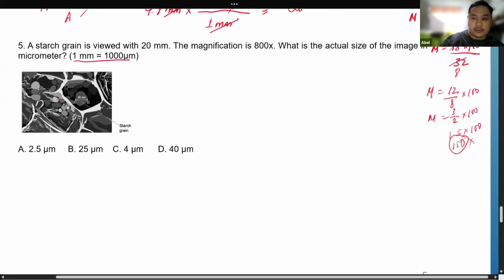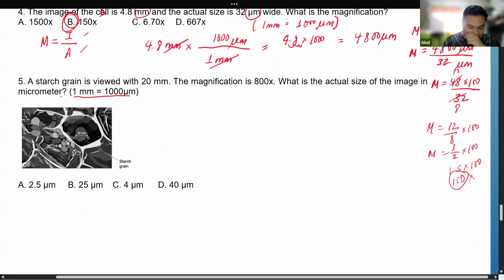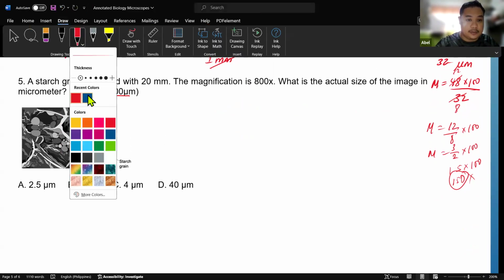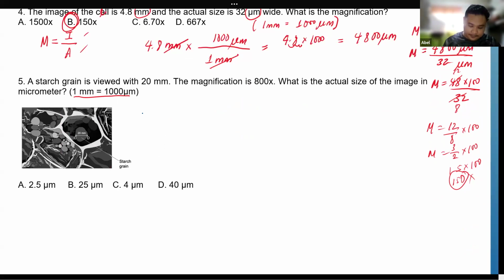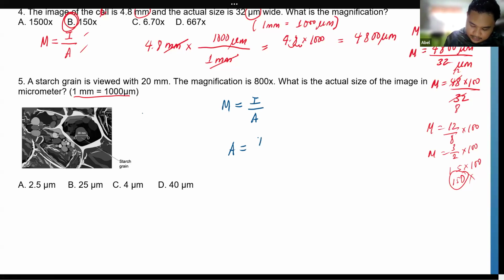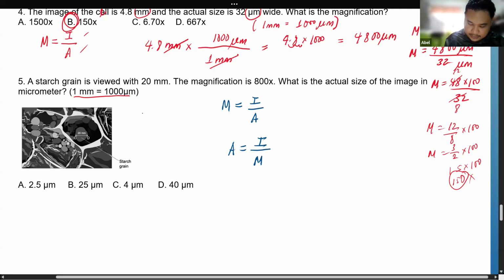Okay, now how about number 5? A starch grain is viewed with 20 millimeter. The magnification is 800 times. What is the actual size of the image in micrometer? Let me just change the color of my ball pen. So this time I'll use blue. Take note, we have M, magnification, equals image over the actual, right? And so we are looking for the actual size, derive it algebraically. That is just image over the magnification.